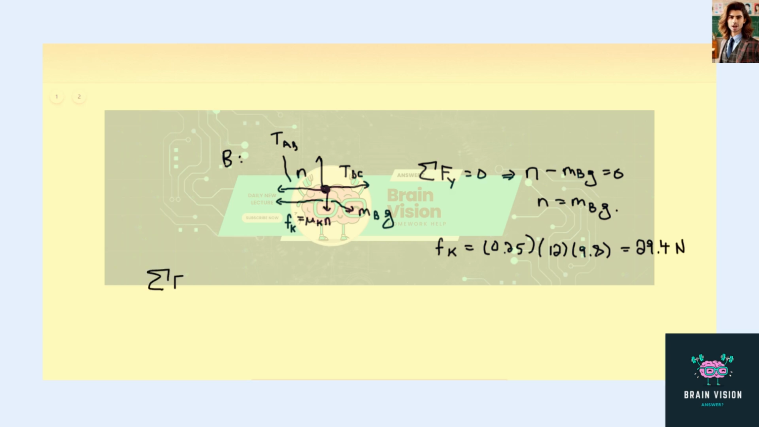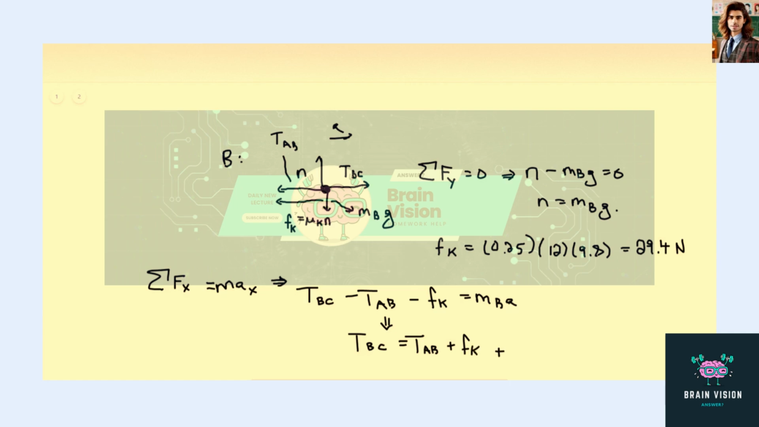Now I'm going to do the sum of the forces in the x direction on block B. In this case, we can't just set it equal to 0 because there is an acceleration in the x direction. So this equation implies that tension between B and C minus tension between A and B minus friction force is equal to mass of B times acceleration. I can solve this for the tension between B and C, and I get tension between A and B plus friction force plus mass of B times a.